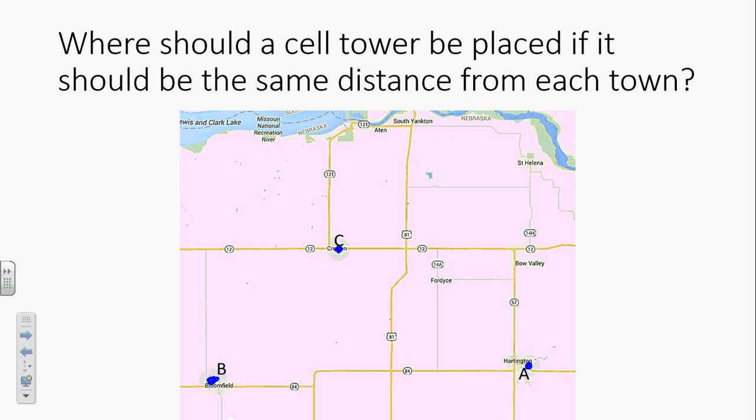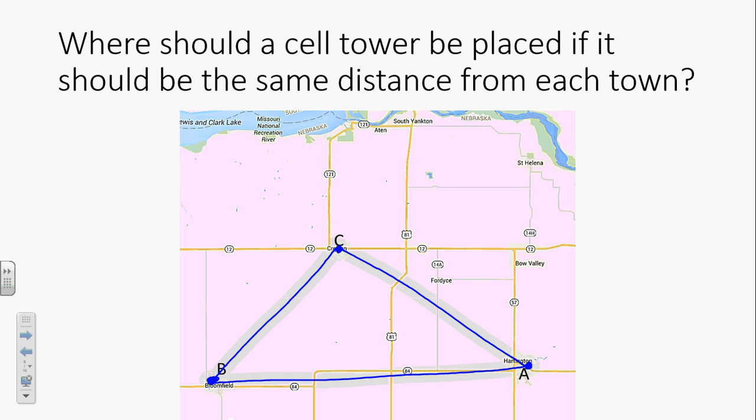But what if we found the chords between those towns? Here's a chord of that circle that we don't know where it's at yet. And here's another chord, right? And we could make a third chord between Bloomfield and Hardington, and figure out the perpendicular bisectors of those three chords, right?